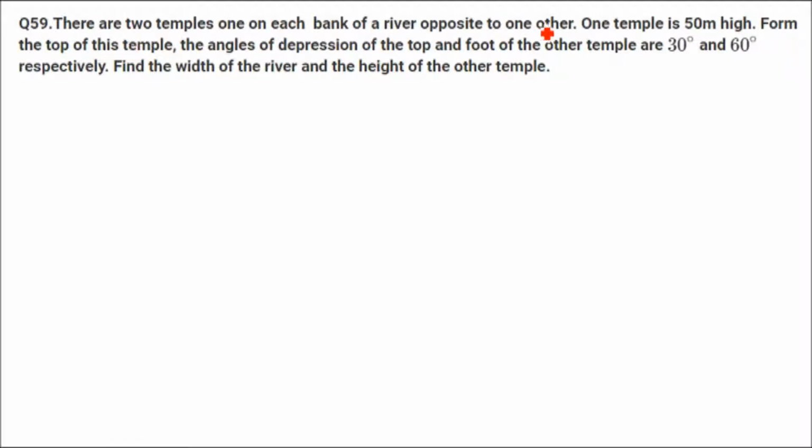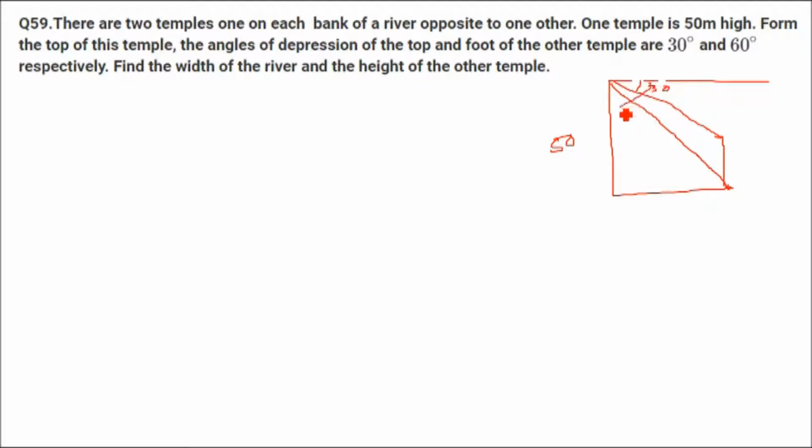There are two temples on each bank of a river, opposite to each other. One temple is 50 meters high. From the top of this temple, the angle of depression of the top and bottom of the other temple is measured. So the other temple is this one.